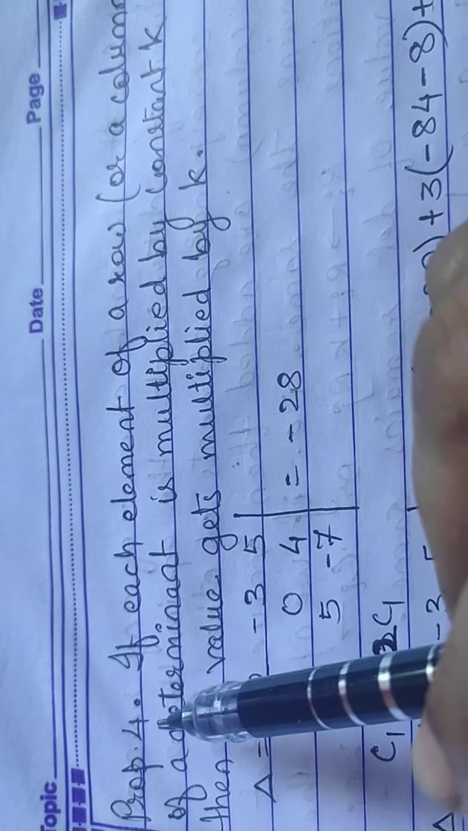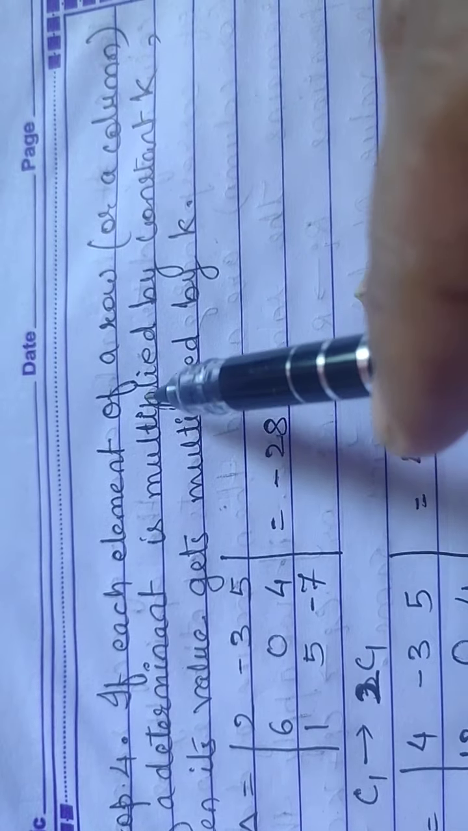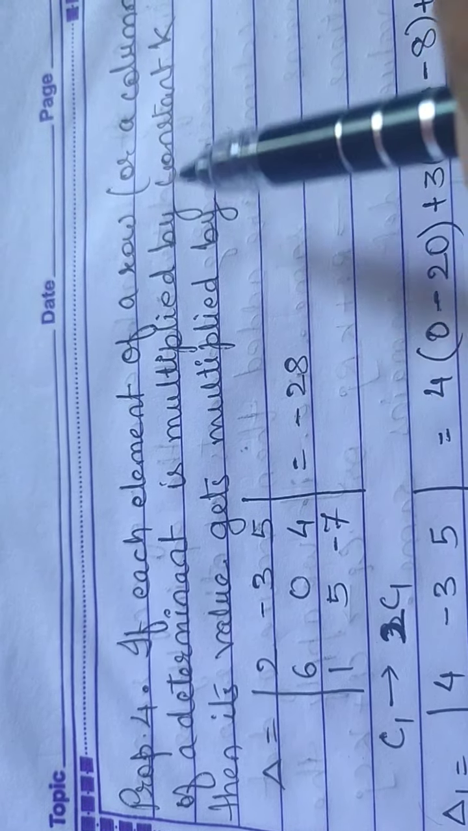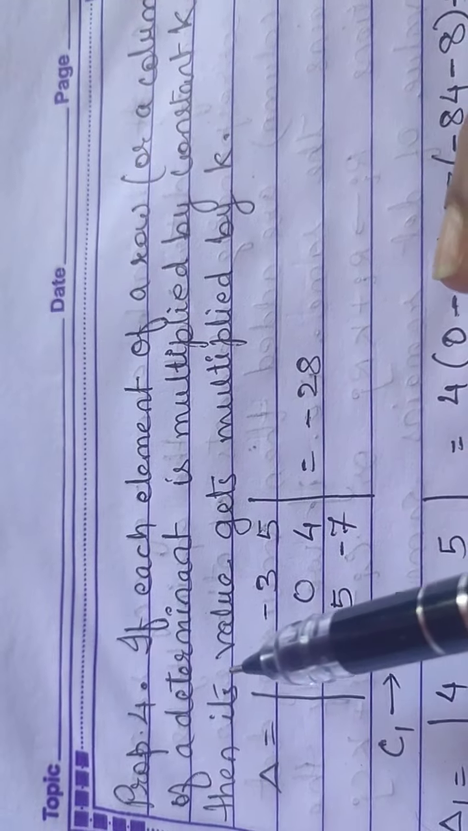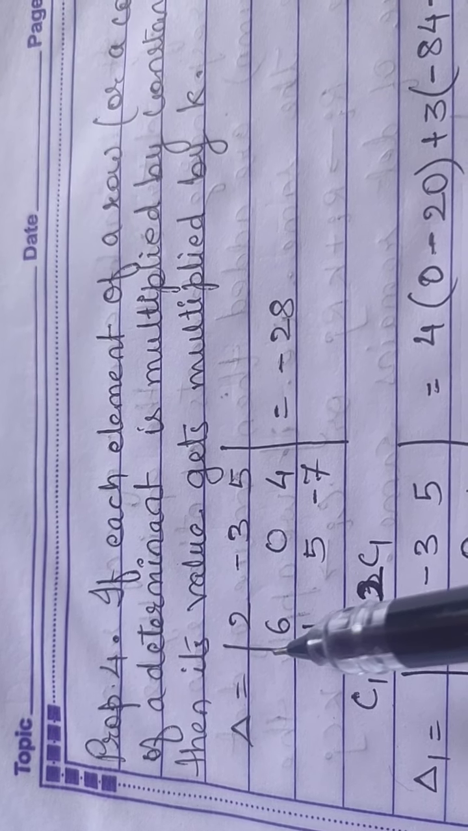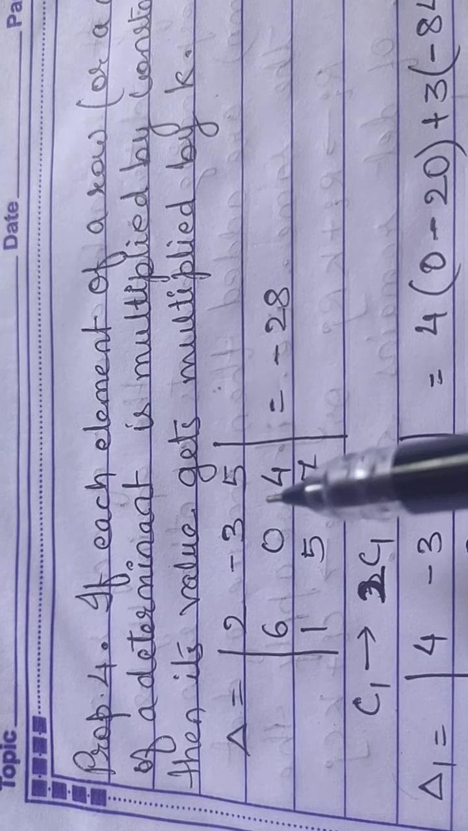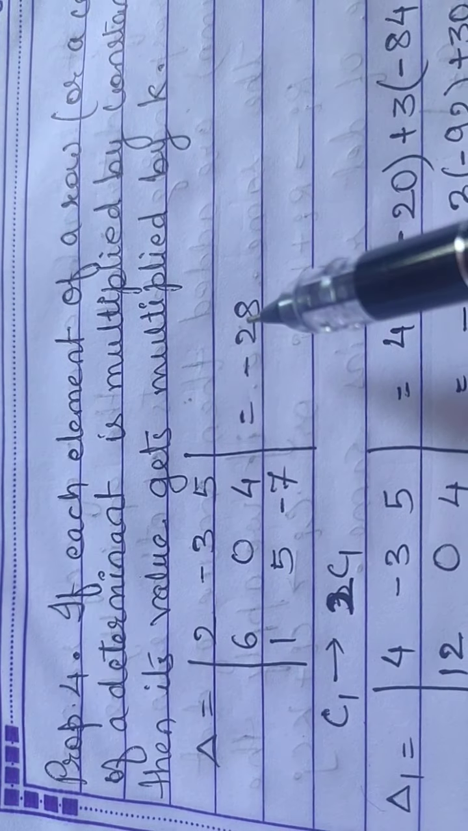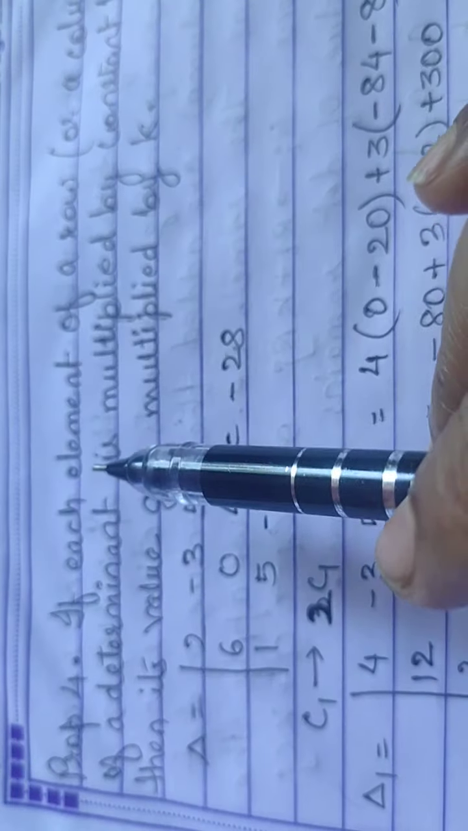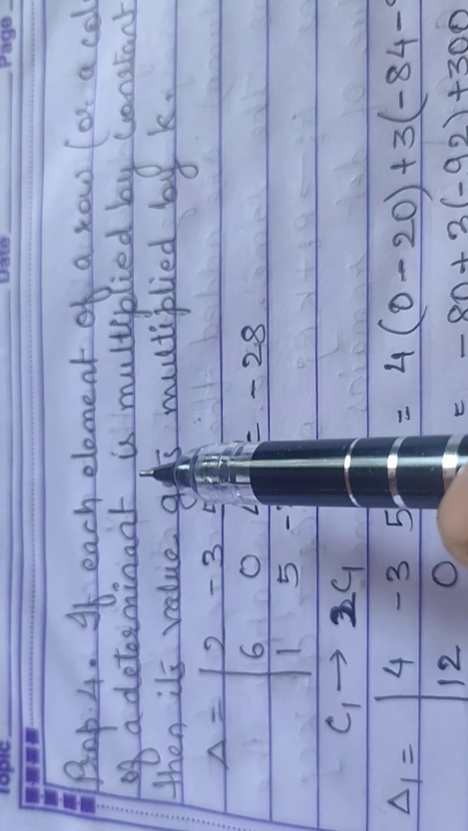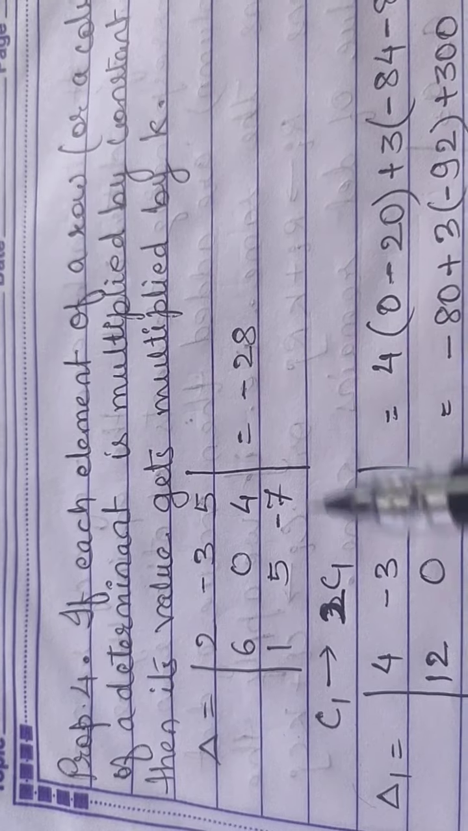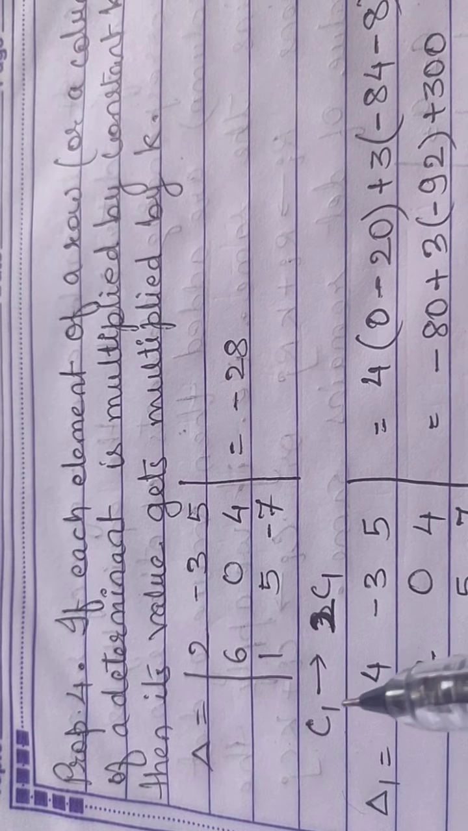Now this is the fourth property. If each element of a row or column of a determinant is multiplied by a constant k, then its value gets multiplied by k. Again consider the same determinant, whose value is minus 28. When we multiply each element of any row or column by a constant, the value gets multiplied by that constant. This is a simple property.